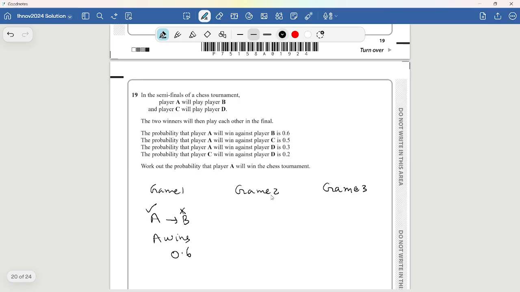Now Game 2 is played by players C and D. So player C will play player D, and there are 2 options here. Either C can win the game, or D can win the game. The probability that C will win against D is 0.2, so the probability of C winning Game 2 is 0.2. The probability of D winning is not given, but we can calculate that. If this is 0.2, this has to be 0.8 to make the total 1.